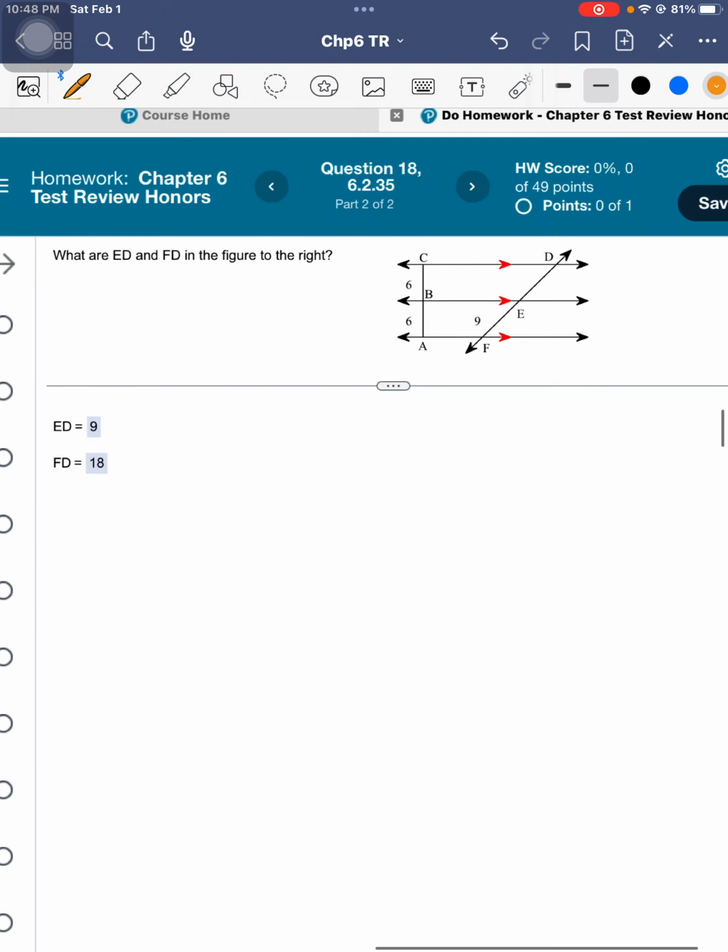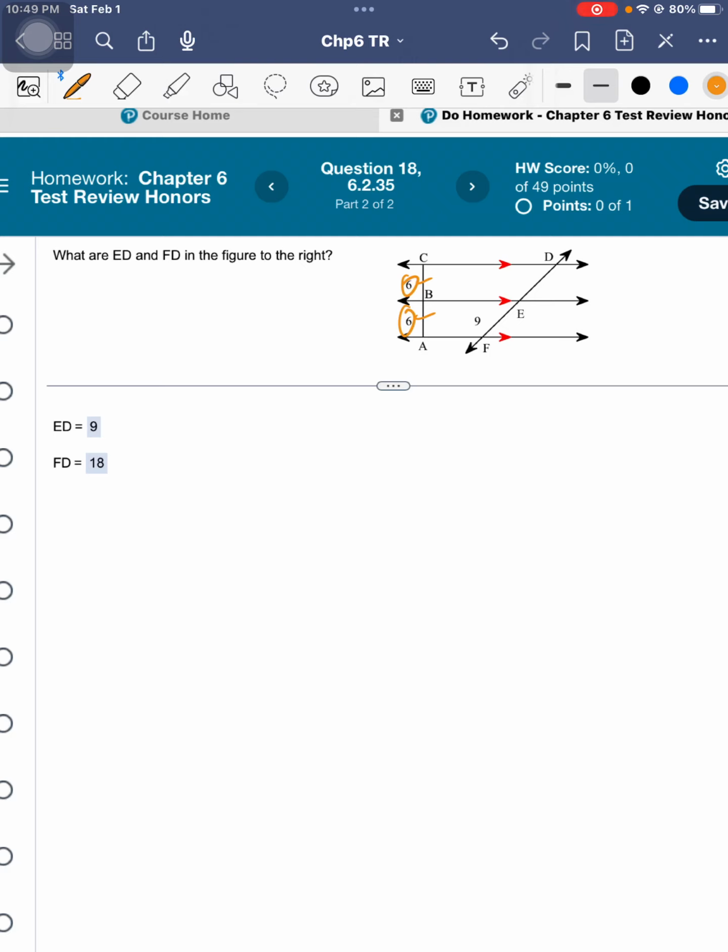Okay, this is a good question right here. What are ED and FD in the figure to the right? Well, what's the first thing to notice? I have 3 parallel lines, and I also have this transversal. What specifically do I know about this transversal? It was cut up into what? 6 and 6. It was cut up into congruent segments.